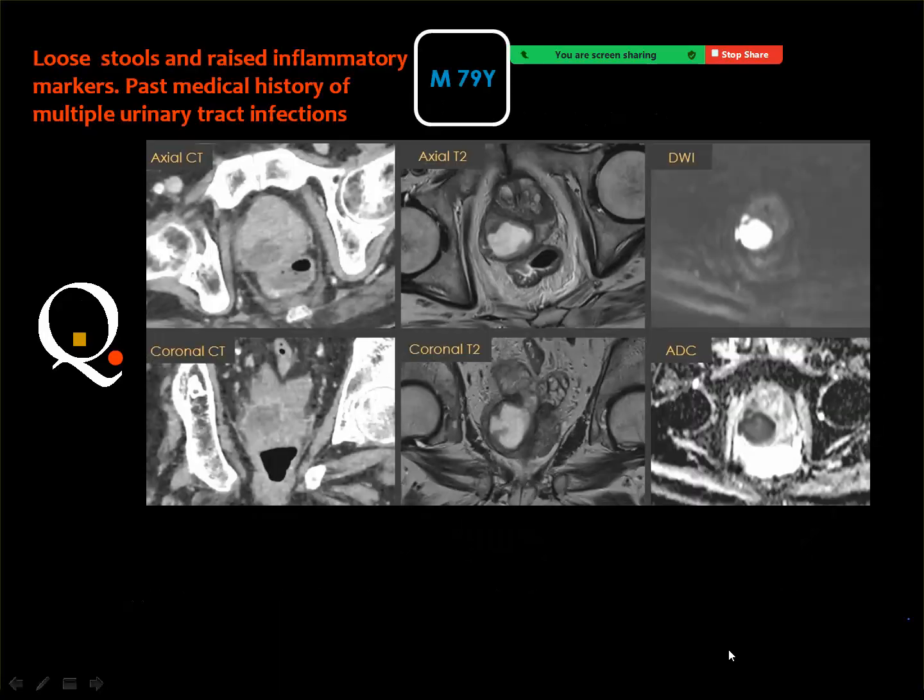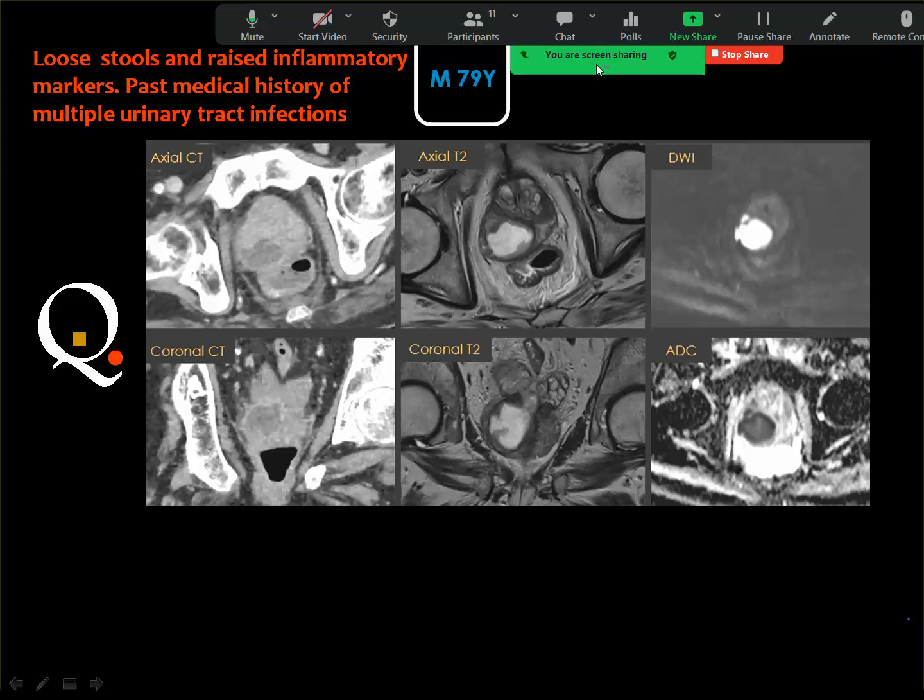Okay, then let us see what is the answer for this case.